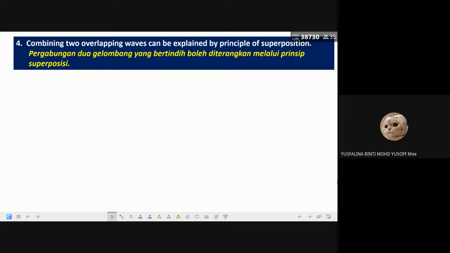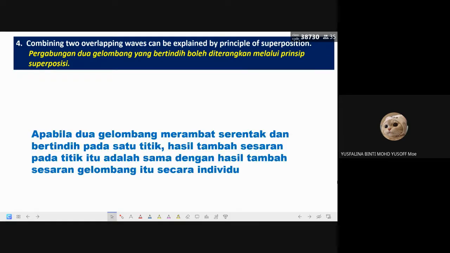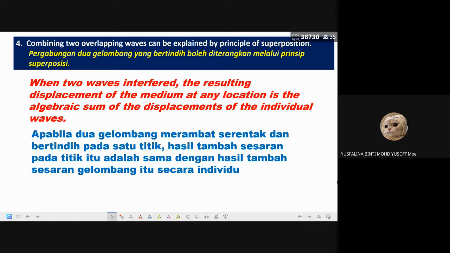Combining the two overlapping waves can be explained by the principle of superposition, right? So when the two waves interfere, this is what the principle of superposition means. If they ask you to state the principle of superposition: when the two waves interfere, the resulting displacement of the medium at any location is the algebraic sum of the displacements of the individual waves.